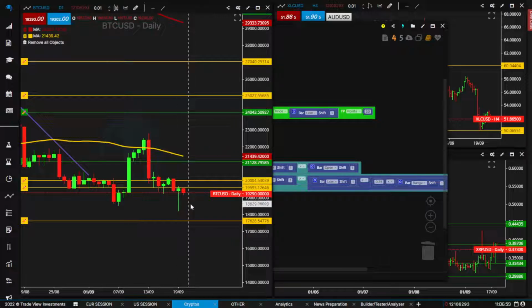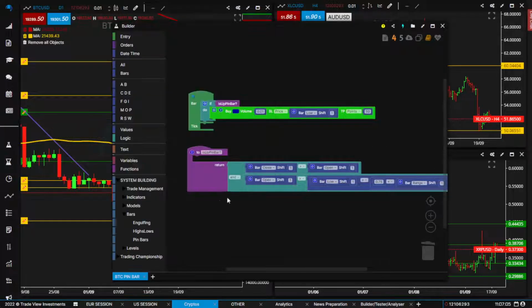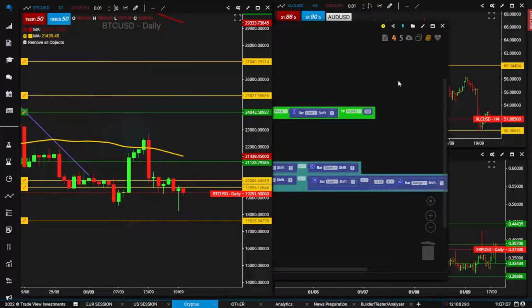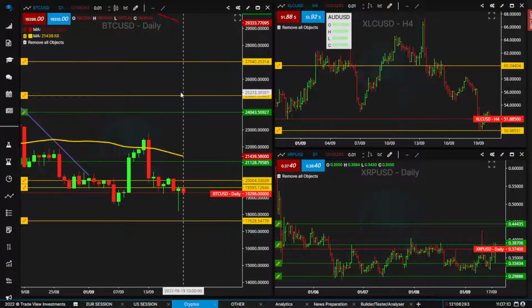So if we get another one of those printed, if we get a double pin bar for example, then I could make sure this system is running on Bitcoin and it'd be able to take the trade without me having to be in front of my charts.